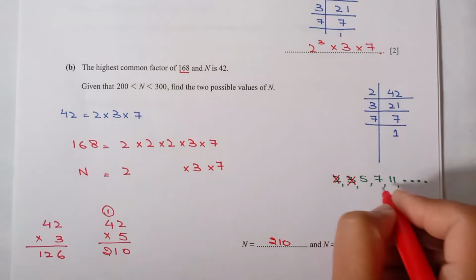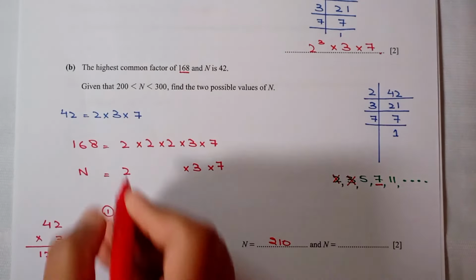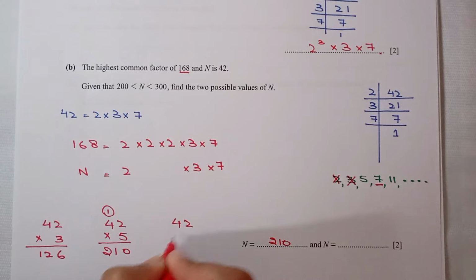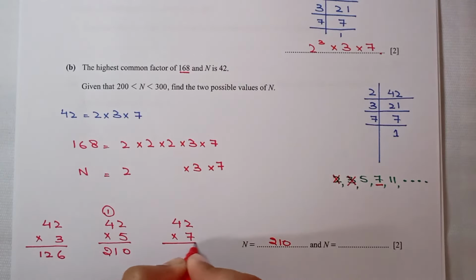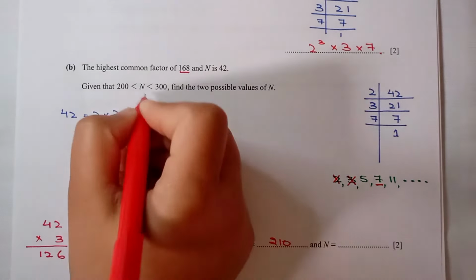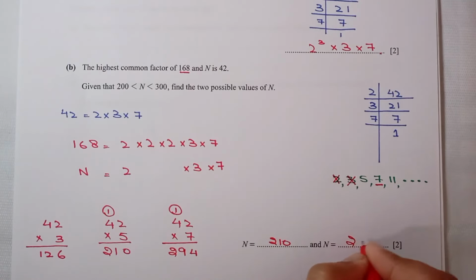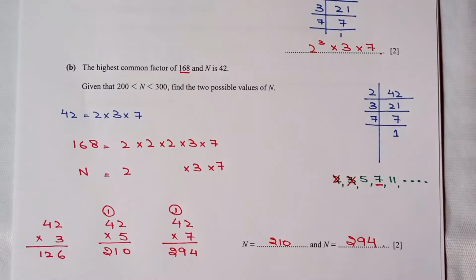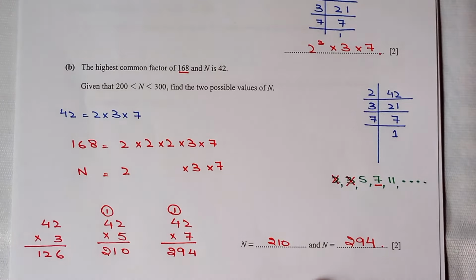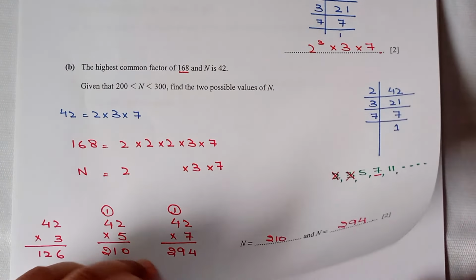Okay, I can take 7 as well. So let me take 7. So 42 times 7. 2 times 7 is 14. And 7 times 4 is 28. And then plus 1 is 29. And 294 also lies in this range. So 294 is the other number. So the two possible values for n are 210 and 294.